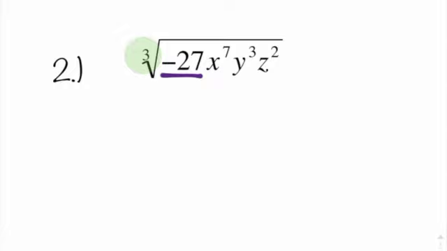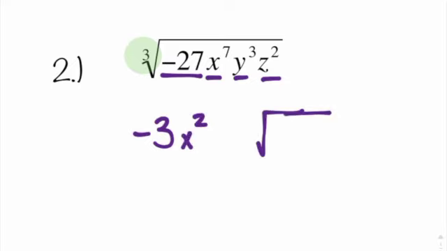So how many groups of 3 are in 7? Well, 2 groups of 3 are in 7, and there's one left over. So I'm going to create a radical over here for my leftovers. There is an x that's left over.